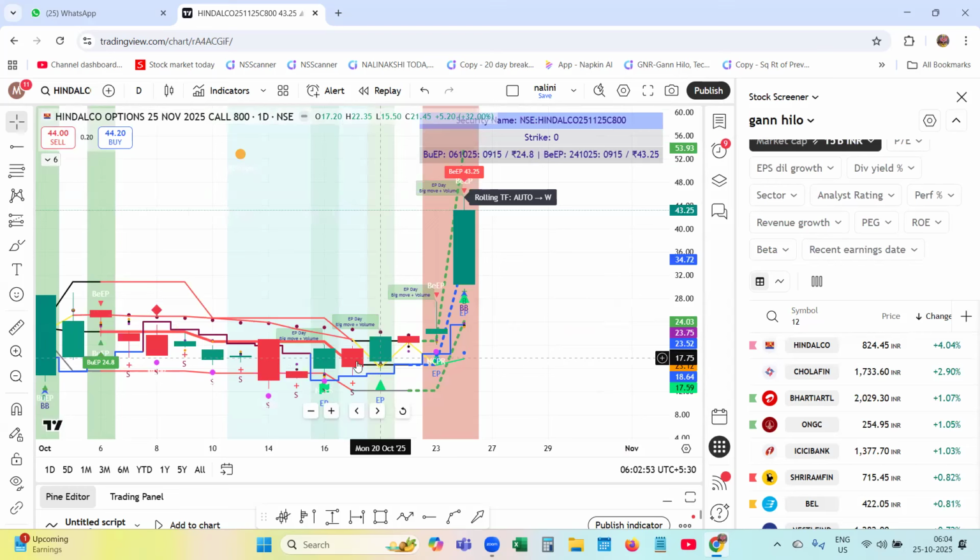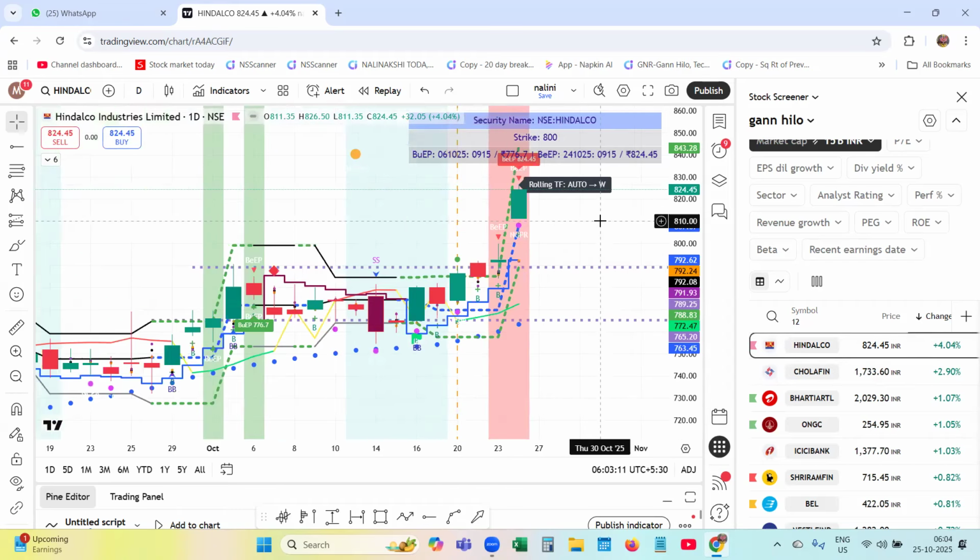So your entry is here, but you need to sit through a little bit of hiccups. It will come down and go up. You have to sit through it. On 16th October itself, it has given. If I go back to the underlying, it shows the pivot. It goes back to the 6th of October, but it has taken so much time, it has come over here.